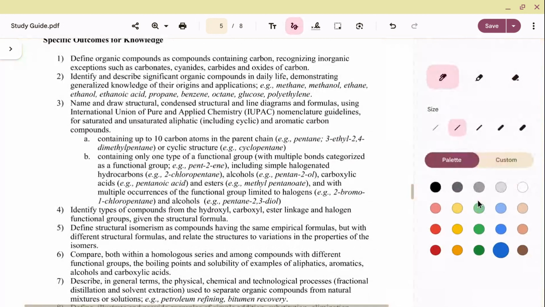So starting to define organic. So here you want to know what's not organic. There is a list here. So just remembering those. Then going through how organic compounds are essentially everywhere and how to name them. So there's tons of information here.